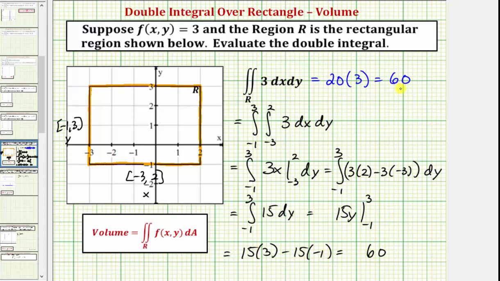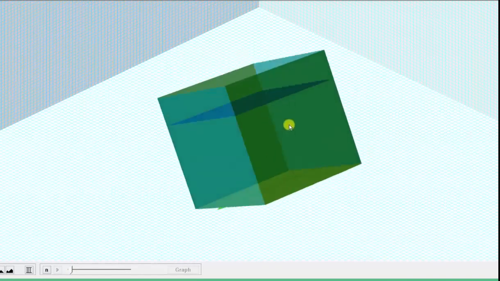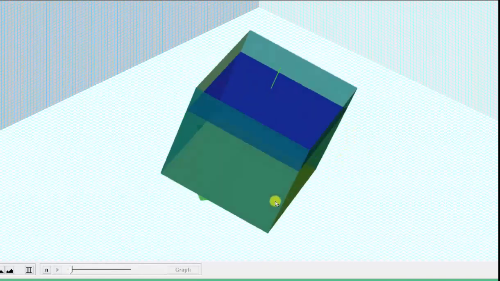So notice how we did get the same value that we found using the geometric formula. And again, because our function is non-negative over this region, we could also include the units, because it is volume, of 60 cubic units. So we just evaluated this double integral two ways. We recognized that it did represent volume, which we could find using a geometric formula, and we also found the value by evaluating the double integral. In both cases, we found the volume of the solid here. I hope you found this helpful.